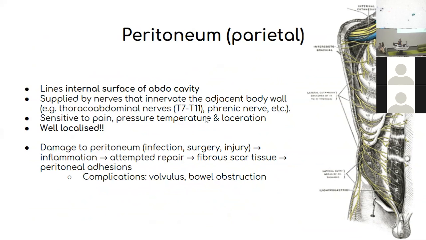The importance of peritoneum is when we have damage to the peritoneum, we can have scarring that results in peritoneal adhesion, so when organs stick together, and that can lead to a volvulus, particularly in the sigmoid colon, or a bowel obstruction. So that's really important surgically.